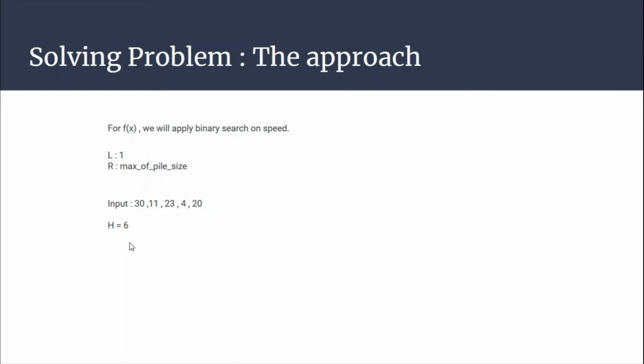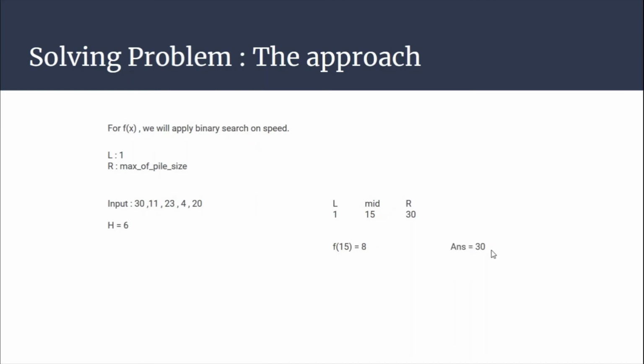Now after that h is given to be 6. We have to find the minimum speed such that we will be able to finish all of the bananas in less than or equal to 6 hours. So L is equal to 1, R is equal to 30, because remember R is the max, so mid is 15, so we will evaluate the function f on 15. Now see, f of 15 is 8.